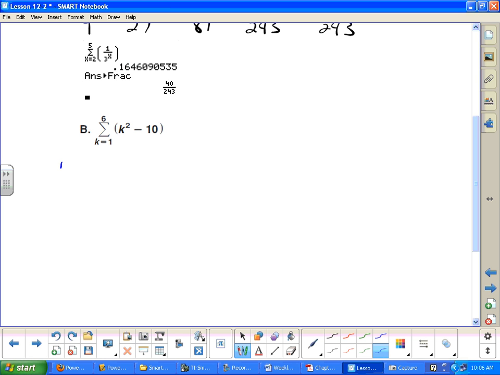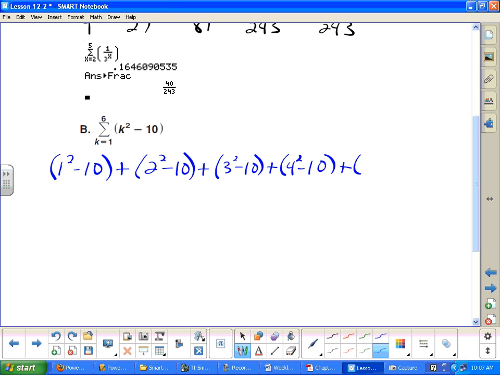So we have 1 squared minus 10 plus 2 squared minus 10 plus, I might just have to take your calculators away for part of this. 3 squared minus 10 plus 4 squared minus 10 plus 5 squared minus 10 plus 6 squared minus 10. Okay. So you have to show me your work to get the expansion.